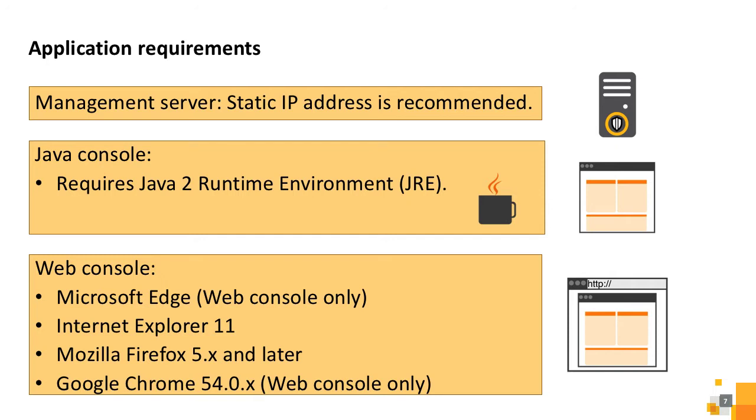The Java console comes installed with the Symantec Endpoint Protection Manager software, but requires that the Java 2 runtime environment is installed. If the computer does not have this installed, you are prompted to download and install the JRE. The web console can be run on the local system where the SEPM software is installed, or remotely on other systems. The look and feel of this console is identical to the Java console. Google Chrome and Microsoft Edge are only supported for the web console access. They are not supported for use with browser intrusion prevention on SEP clients.